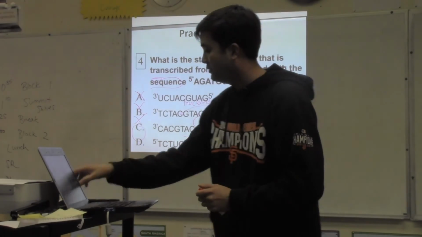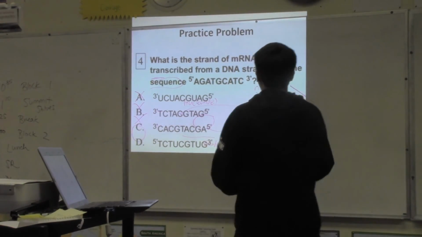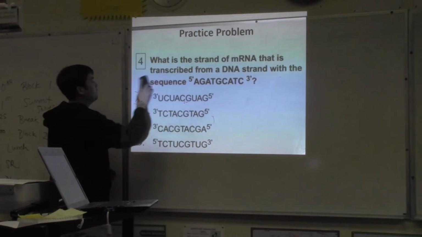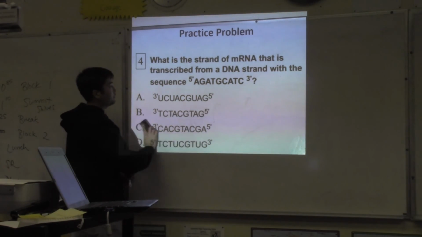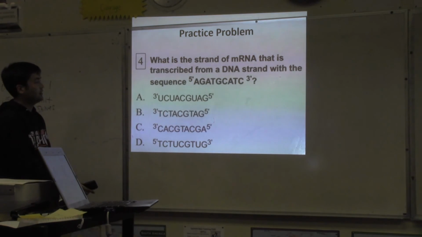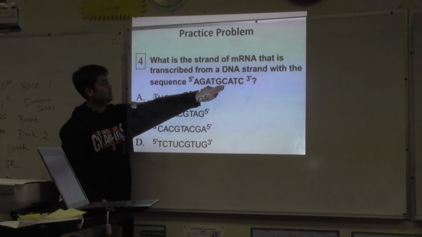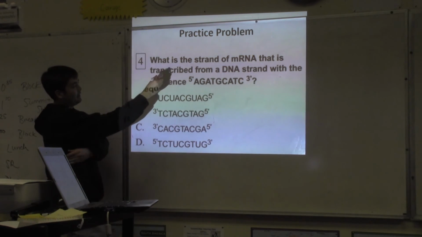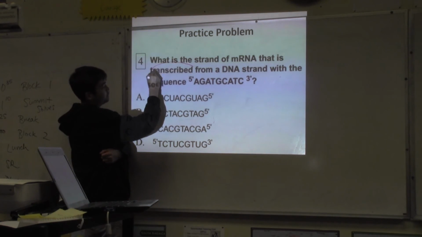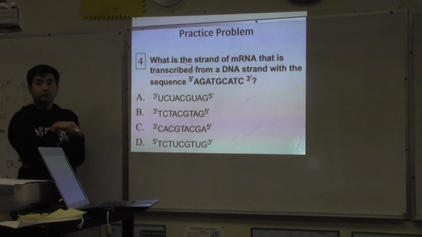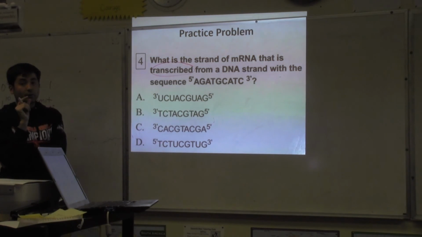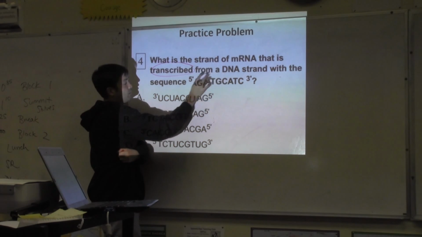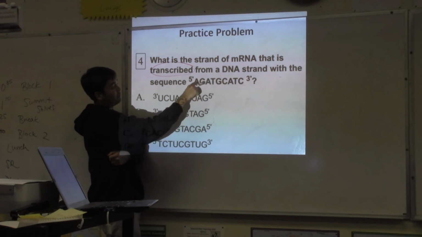So next question, number 4. What is the strand of RNA that is transcribed from DNA with the sequence AGA-TGC-ATC? And the key word for this one is transcribed, and you'll know what this word means more in a little bit. But what that really means is that you're not going to just match it directly. What you want to do is get the bases that pair up with each of these.